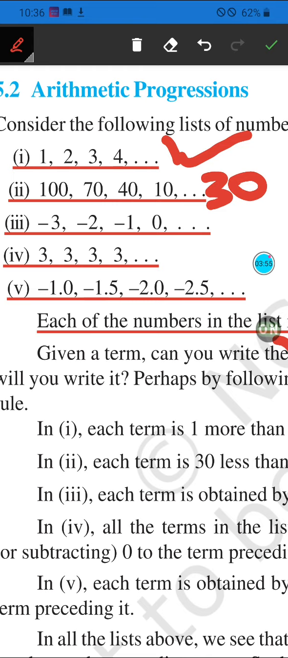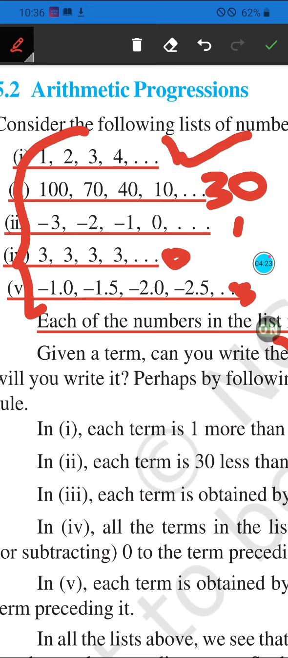Next, what is the difference between any two consecutive numbers? It is 1. Here it is 0. The difference is 0, and it is still a progression. Here the difference is 0.5. So these are all examples of arithmetic progressions. If the difference between any two consecutive numbers is equal, then it is called an arithmetic progression.